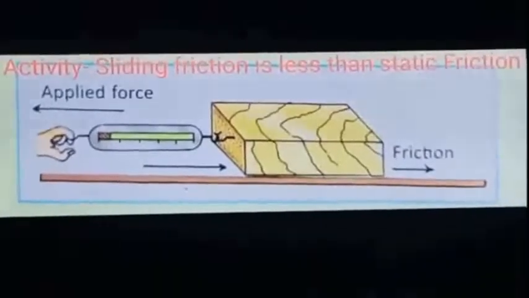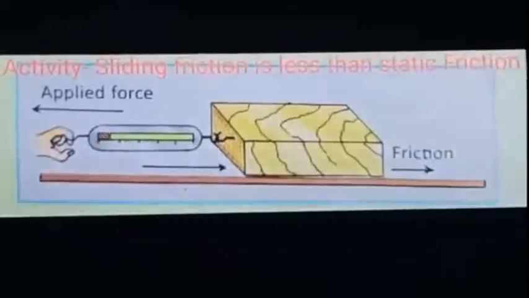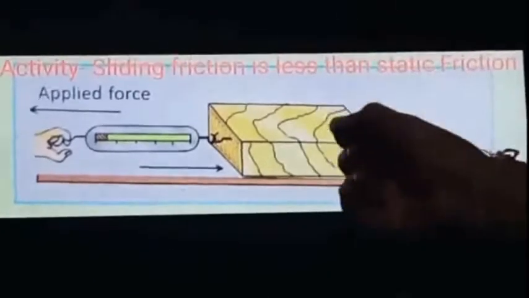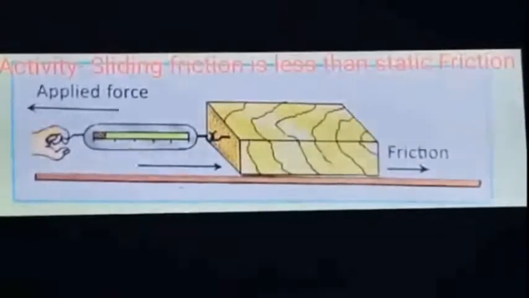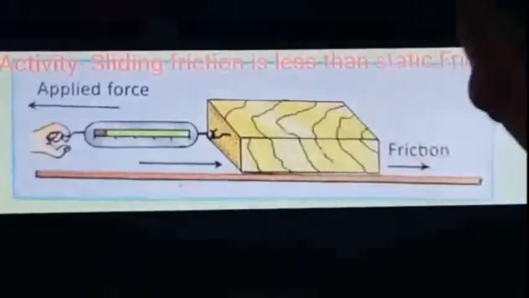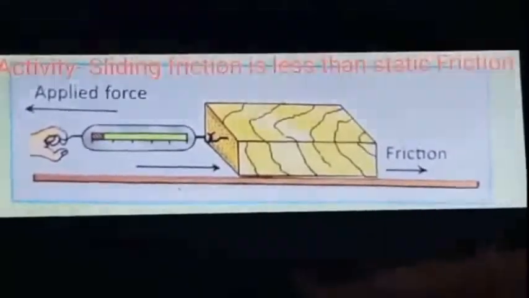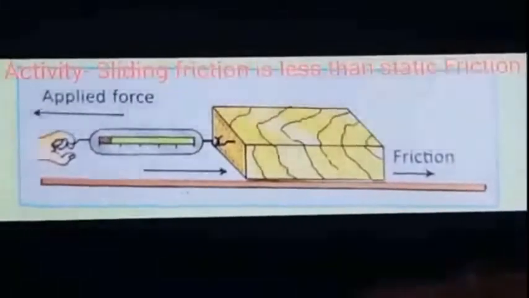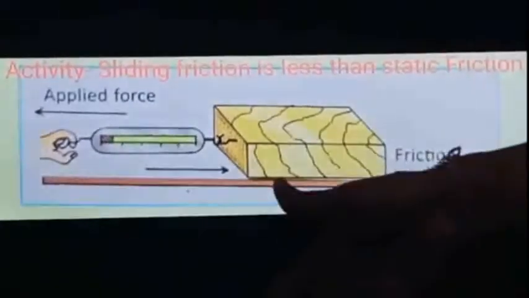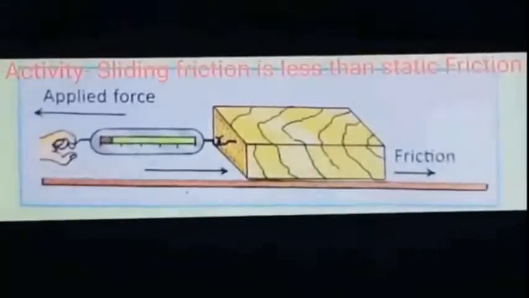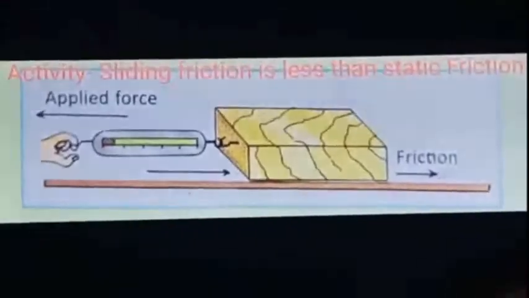At the start, the reading of the spring balance is more. When the block starts moving, the reading of the spring balance is reduced. For example, if at the start the reading of the spring balance is 5 Newtons, when the block is sliding, the reading may become 4 Newtons. So it shows that sliding friction is less than the static friction, because at the start there is static friction, but when the block is sliding, that is sliding friction, which has a lesser value than static.